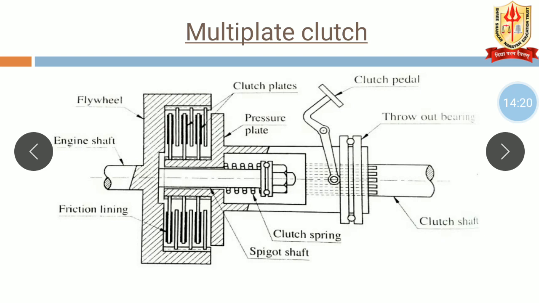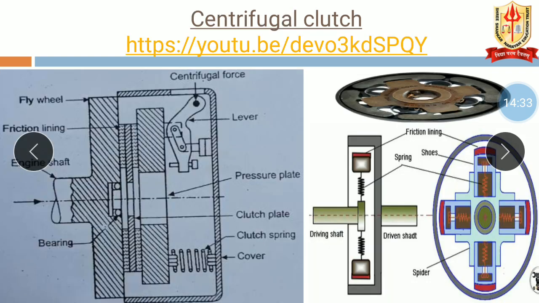So when we talk about the application of it, you can generally see it in bikes. In bikes, we have a multi-plate clutch. This is the centrifugal clutch. So let's see the components.